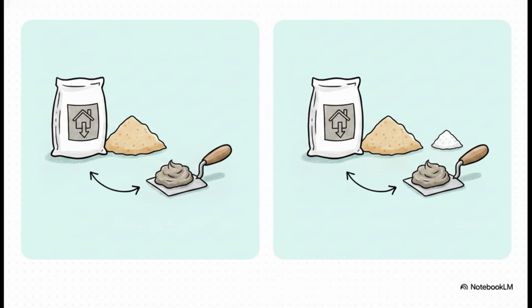Now, depending on your approved project specifications, you have to verify exactly what type of mortar is being mixed out there. Cement mortar is straightforward, just cement and sand. But composite mortar introduces lime or other additives to improve workability and water retention. If you use the wrong mix design for a specific application, you are looking at immediate bond failure.